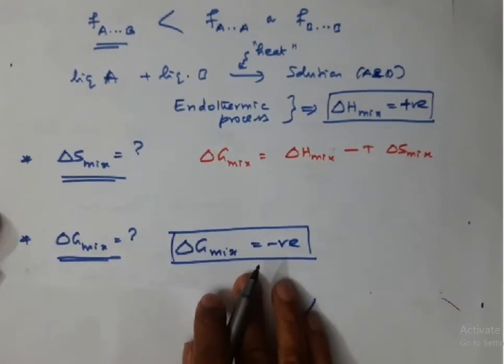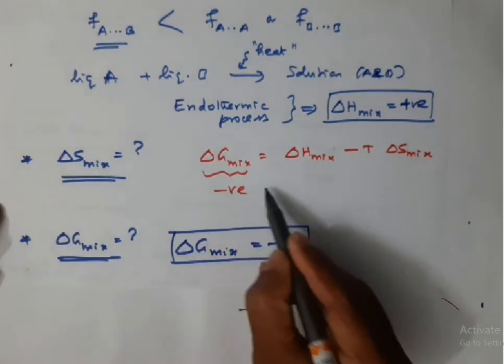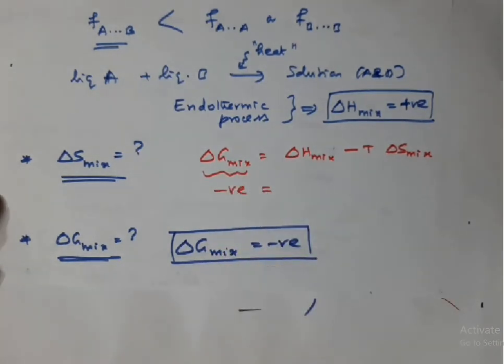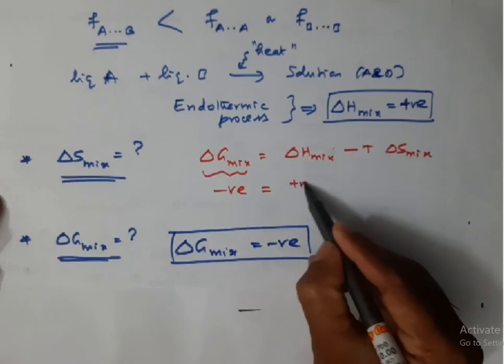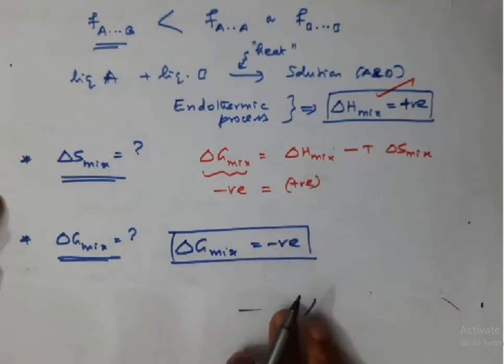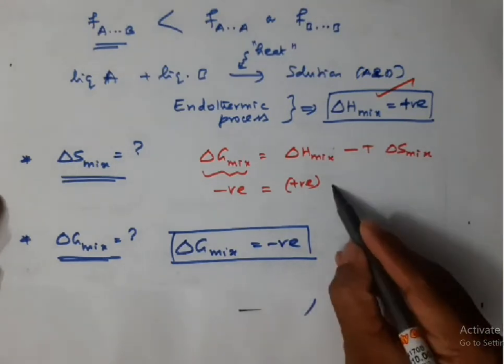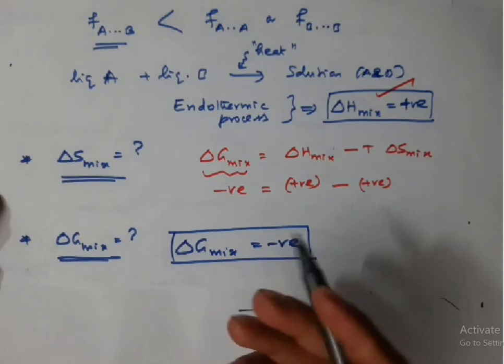Students, observe this carefully. Delta G mixing should be negative, that we know. Then only the process is spontaneous. And delta H mixing, I have told you, delta H mixing is positive, right? We have already discussed delta H mixing is positive. Minus temperature is always positive, that you know, because we give temperature always in Kelvin.